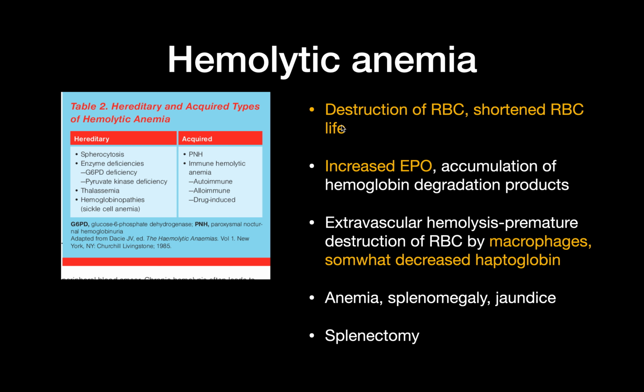Basically, hemolytic anemia is the destruction of red blood cells or a shortened red blood cell life, and it can be either hereditary or acquired. Both will result in increased EPO thanks to the decrease in red blood cells, and the accumulation of hemoglobin degradation products. Extravascular hemolysis is caused by macrophages, and that is going to decrease the haptoglobin, but not by a lot, just somewhat. There's going to be anemia, splenomegaly, jaundice, and you treat with splenectomy.